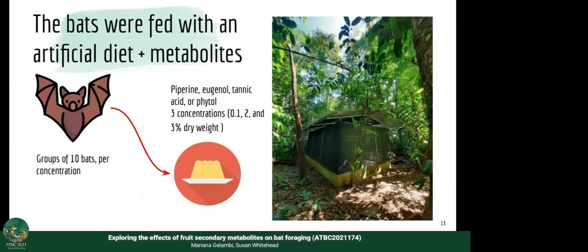I used three concentrations, which are ecologically relevant. And for each concentration, I replicated the trials 10 times with 10 different bats. This is a clip of the bat eating the artificial diet in the cage.